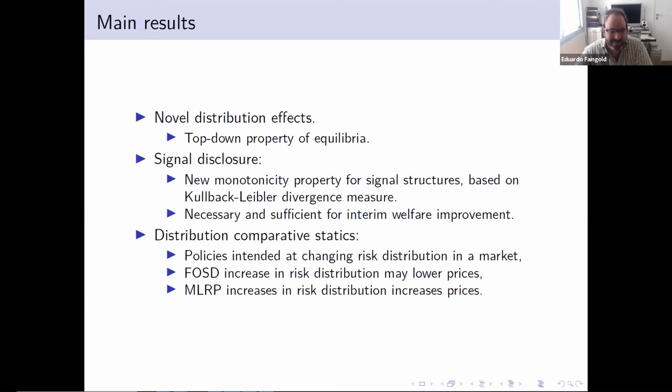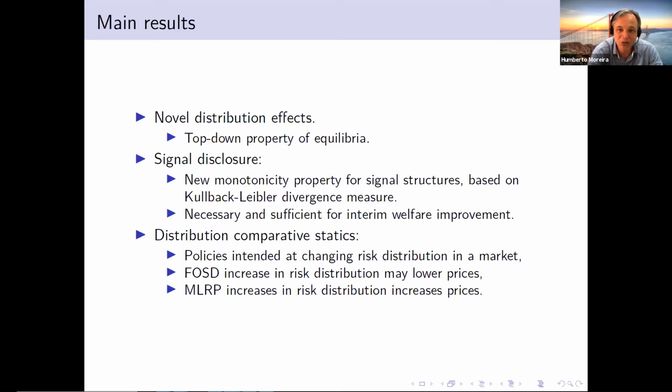So there are two kinds of exercises you're going to do in this paper. One is the signal disclosure, which connects exactly with the risk classification story that I was motivating first, right? What you're going to do is introduce a kind of monotonicity property, a definition of monotonicity of the signal structure. And this monotonicity condition, by chance, by coincidence, or by luck, is really related to some measure of entropy divergence in the literature.